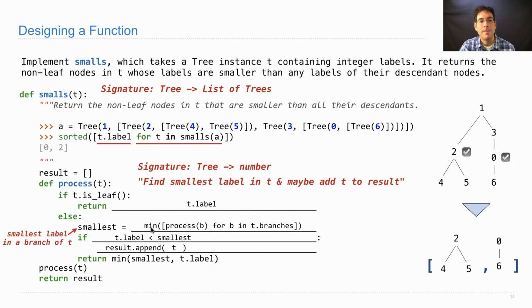Here's a familiar pattern of aggregating the results of recursive calls. And this is what allows us to process all of the nodes in the tree. We process the root, that processes the branches, which processes the branches of the branches, and so process is going to be called once for every node in the tree. And for each node, if it's a leaf, we will compute the smallest label in that leaf, which is just t.label. Otherwise, we will compute the smallest label in the whole tree and maybe add t to result as well.